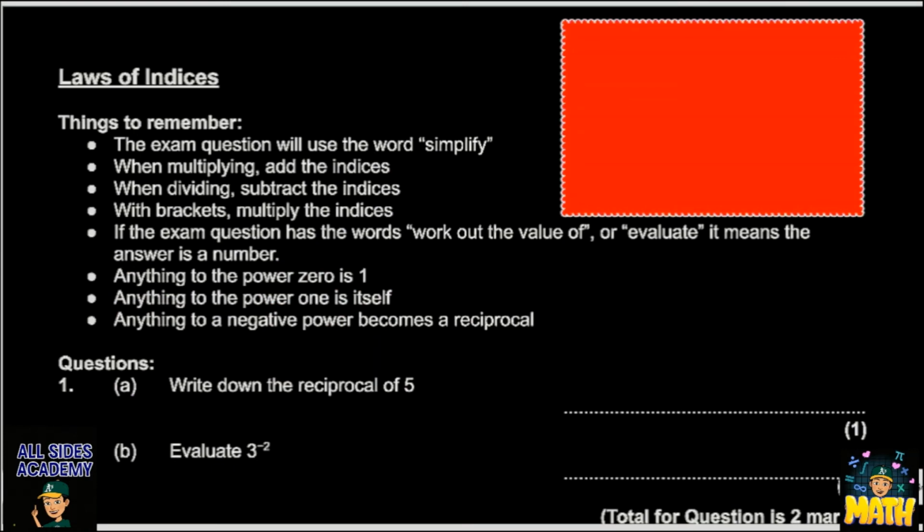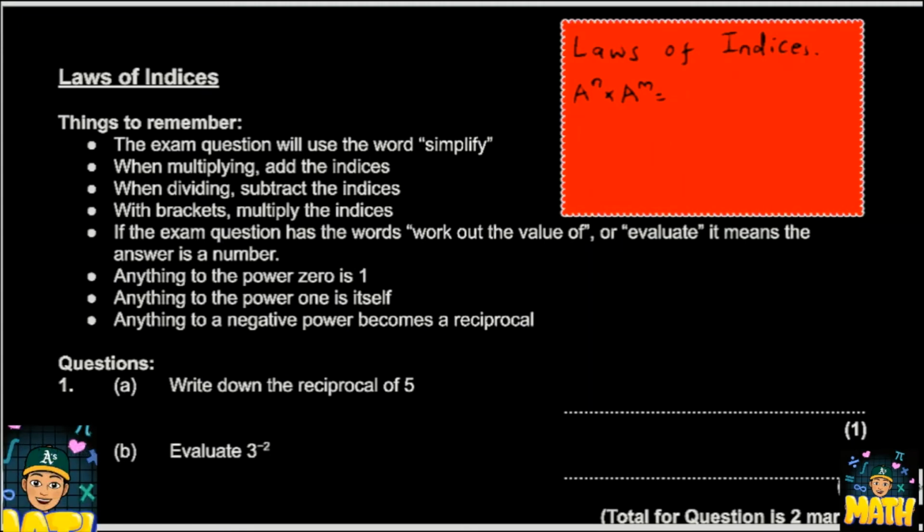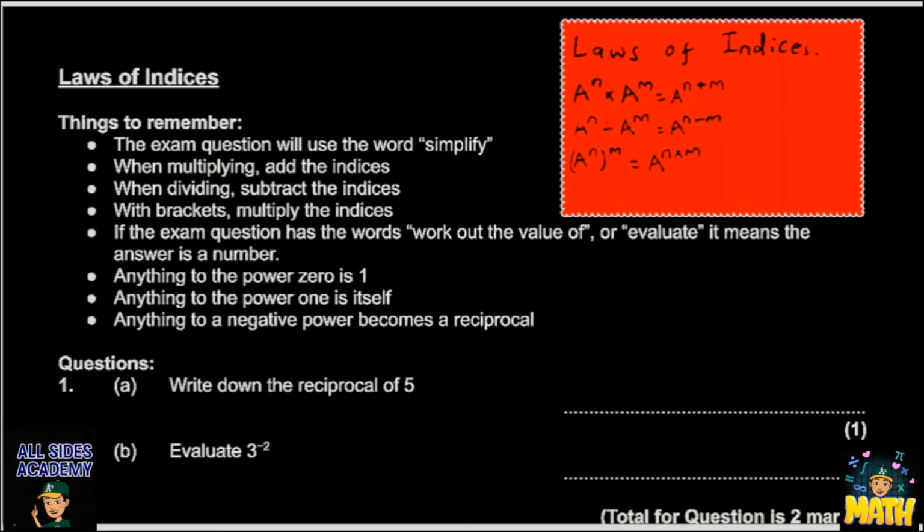Now, here we are having loads of indices, so we're going to break them down in this box so that you can remember them. In an exam, they will always use the word simplify. When multiplying, add the indices. Indices are powers, so m and n are the powers. If I'm multiplying two numbers that have the same bases, the a's, then I add the indices, or add the powers. If I'm dividing the numbers, I subtract the indices, so n minus m. The next one is with brackets: multiply the indices. So if I have a to power n and to power m, I multiply n and m.